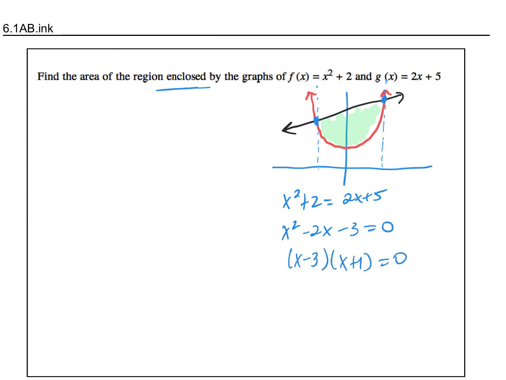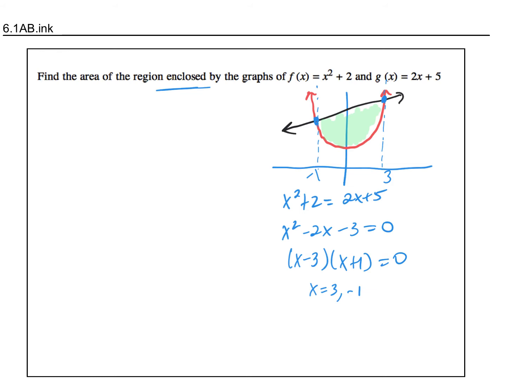So I get x minus 3 and x plus 1. And I get x is 3 and negative 1, which makes pretty good sense based on my rough sketch. So those are my limits of integration. Those are the x values that box in my space.